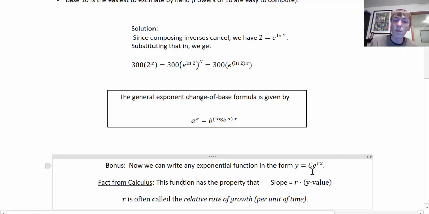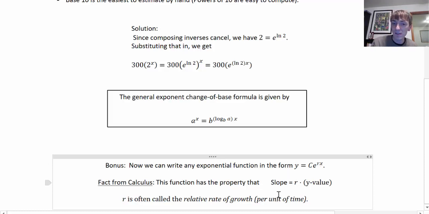All right, so this function, c times e to the rx, has the property that for any point, the slope is equal to r times the y value. Okay, this should be familiar. Remember that in the last unit we said that exponential functions always have this property that the slope is a constant times the y value. But now when we write the function this way, we can know exactly what that constant is. That constant is this number in front of the x, the r. That's only true if we're using base e.